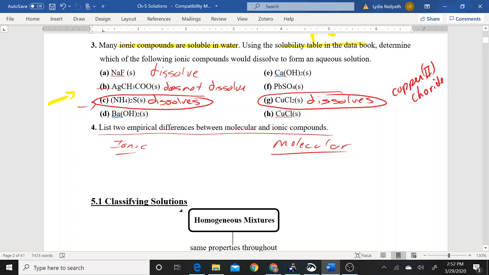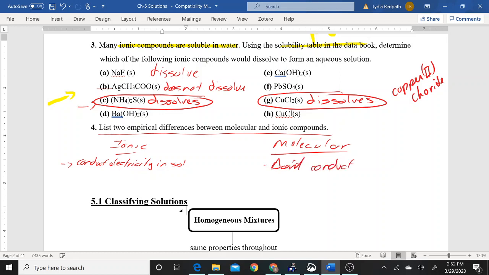Well, we know that they conduct electricity in solution. That's one thing that we know about those. Do molecular compounds conduct electricity in solution? They don't, right? So they don't conduct electricity ever realistically. Ionic compounds. What else do we know?